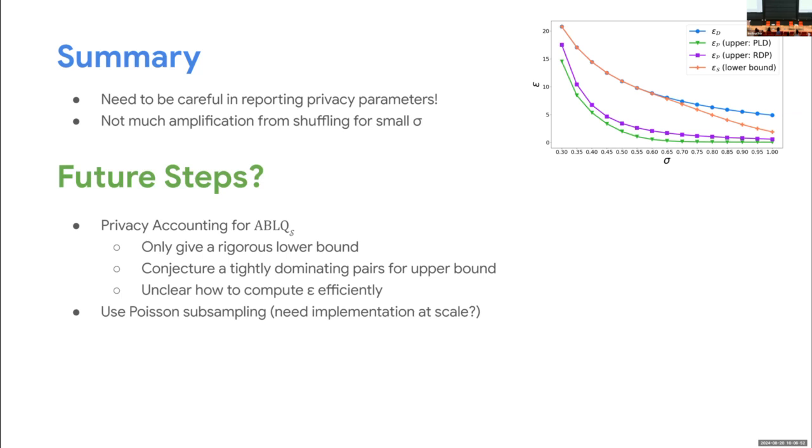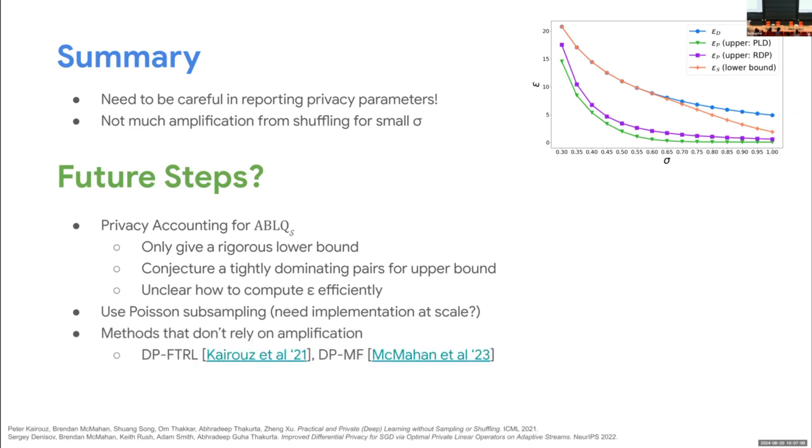The Opacus library does have Poisson subsampling, but I'm not an expert and I don't know if it can really work at scale. If you know, you can tell me. By scale, I mean whether it can really handle data sets that don't fit in memory. And another alternative is to use methods that don't need amplification, like DP-FTRL or DP matrix factorization. So I'll end here. Thanks.